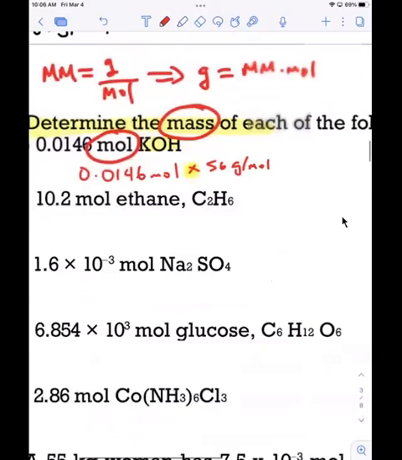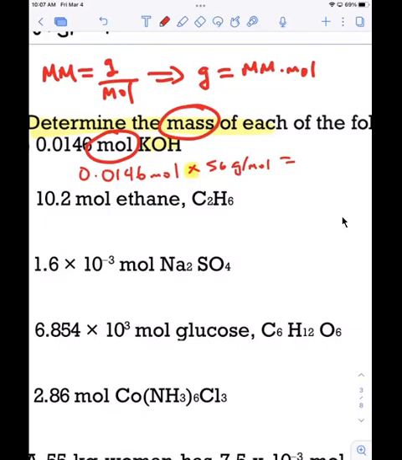Now your numbers may come out a little bit different because if you use the exact numbers off the periodic table for your masses to get your molar mass, the numbers will be off by decimal, but that's fine. The whole number in front of the decimal is going to be identical no matter what, but the decimals might be a little bit different. So it'd be 0.0146 times 56 grams per mole, right?